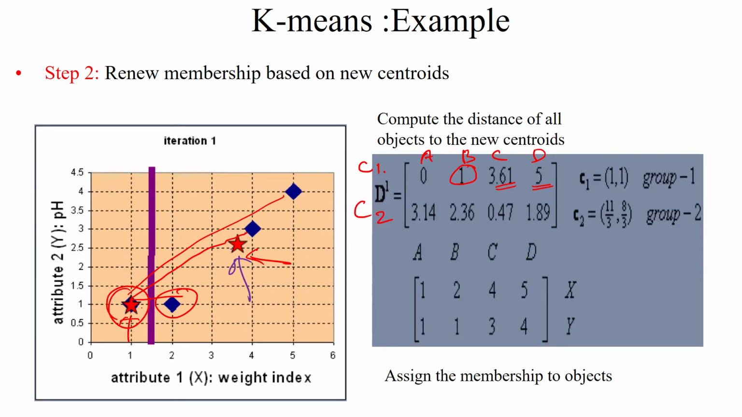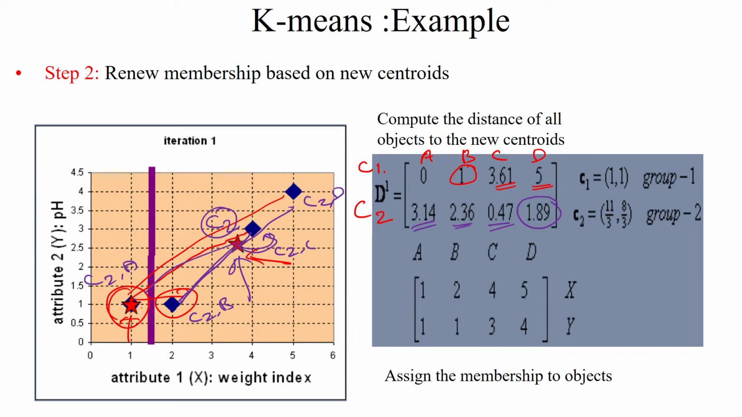Based on that, you have to calculate the distance. So for this cluster center, C2 to A is 3.14, C2 to B is 2.36, C2 to C is 0.47, and so on for C2 to D. So now we are getting these values.